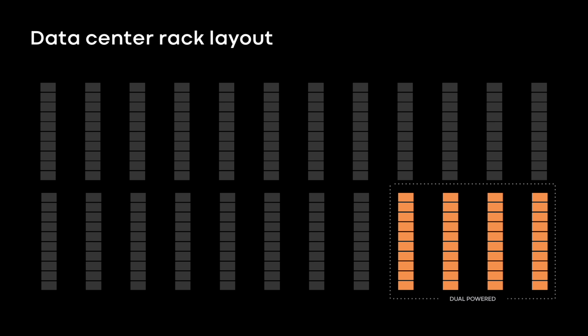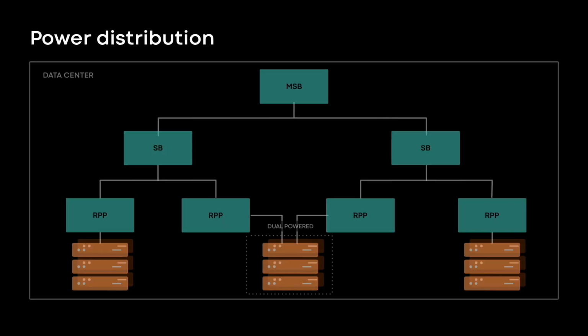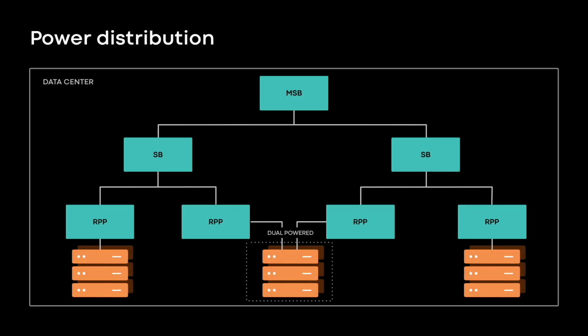At Facebook, we've historically had dual powered rows. These are rows of server racks that have two power sources, as we can see here at the bottom right corner. These rows host critical services that cannot tolerate a power outage, and there is always a backup power source in case the primary source fails. Let's look at the architecture of the dual powered row.